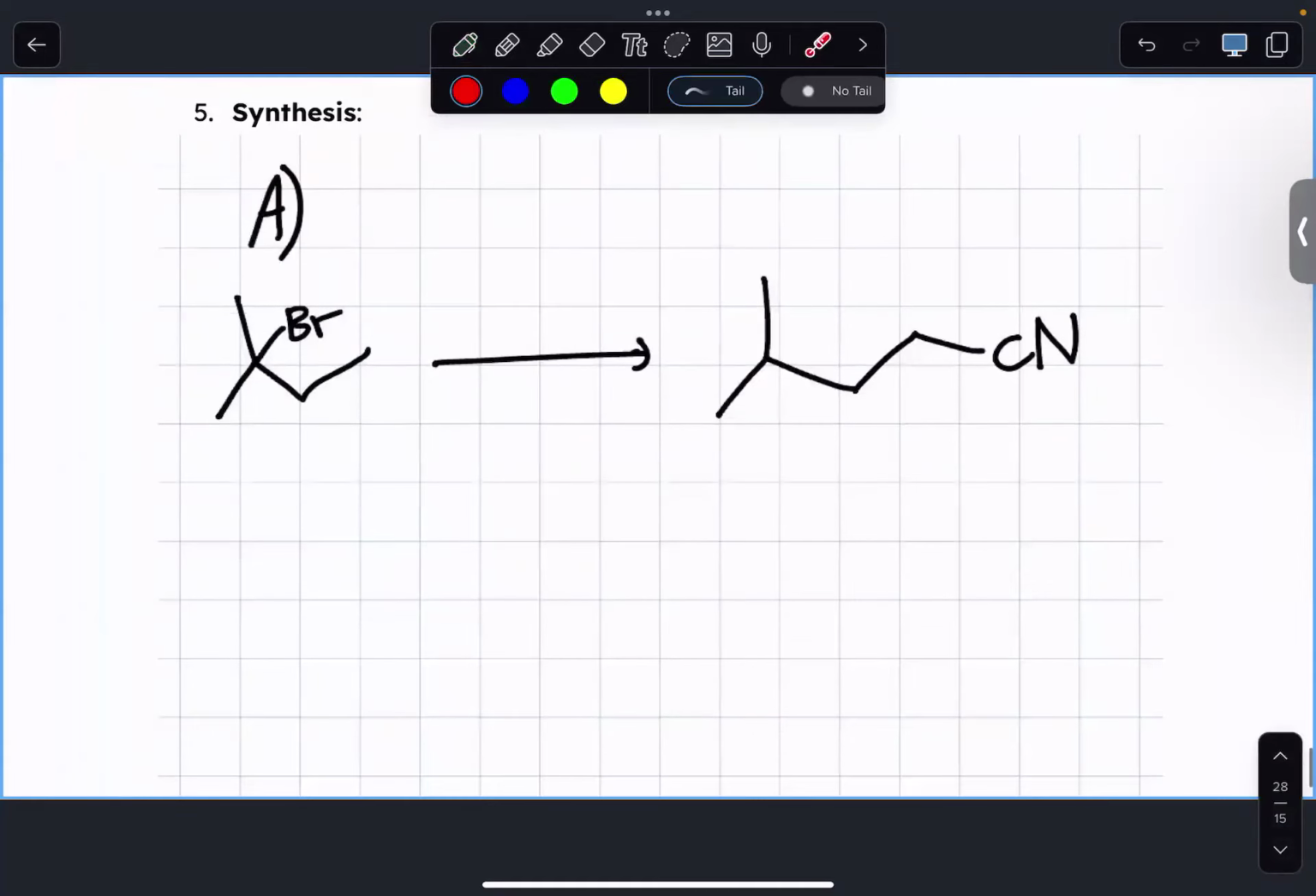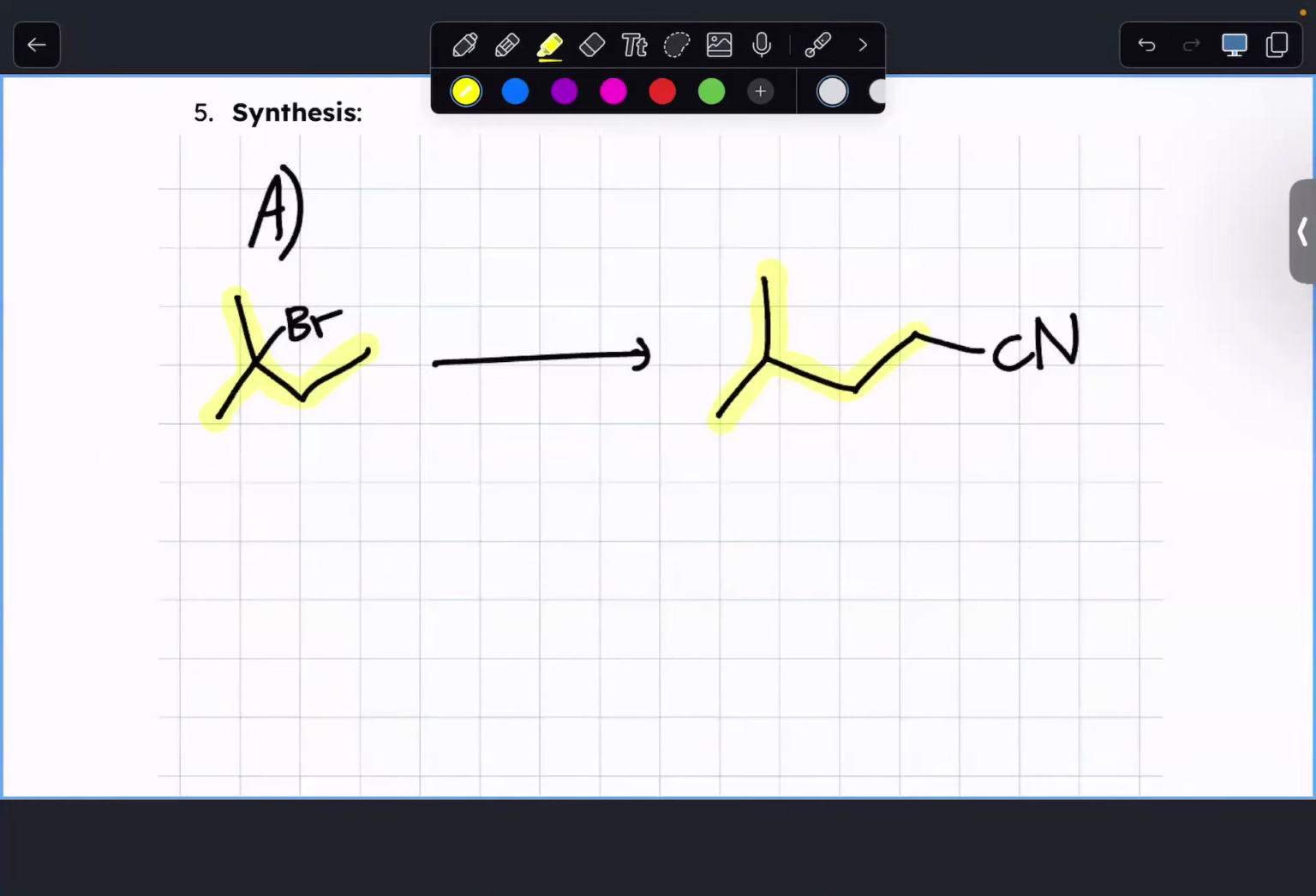Let's do this one here. We're going to convert this molecule into this molecule here, right? So the first thing I do for synthesis is I determine what's the similarity between the reactant molecule and the product molecule. Right, where the similarity is this backbone chain right here.